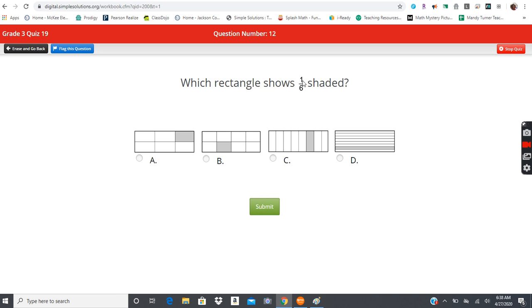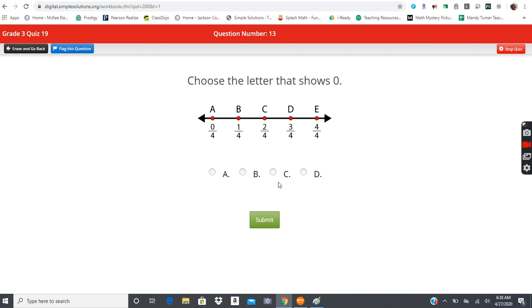Which rectangle shows 1/6 shaded? Well, first of all, we can go through and count and see which one has my 6 parts. 2, 4, 6, 1 shaded. Let's mark it, maybe. 2, 4, 6, 8. Nope, can't be B. 2, 4, 6, 8. Nope, can't be C. 1, 2, 3, 4, 5, 6, 7, 8. Nope, all of those are 1/8. The only one that is 1/6 was that one.